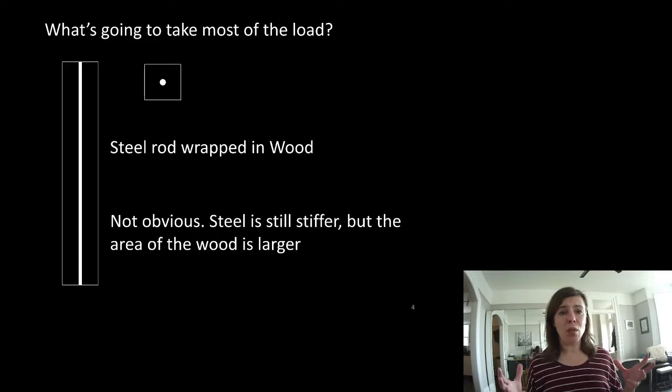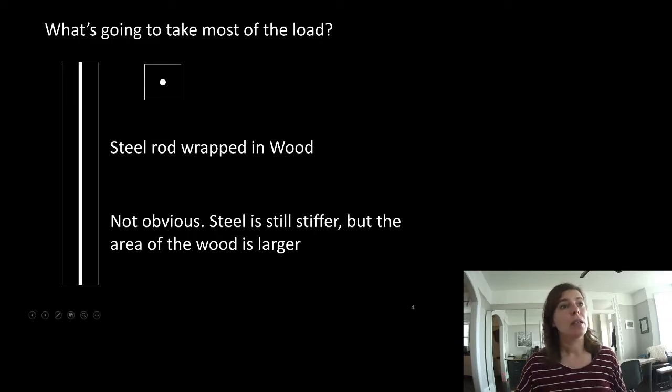But we do know area seems to have an impact on it, and stiffness seems to have an impact on it. So we need some way to talk about those things as a ratio of each other, maybe. So clearly, the area of the steel and the stiffness of the steel is important, and the area of the wood and the stiffness of the wood is important. And probably the ratio of those two things together is going to be very important. And that's exactly what we're going to calculate now.